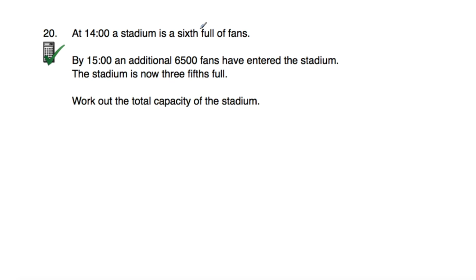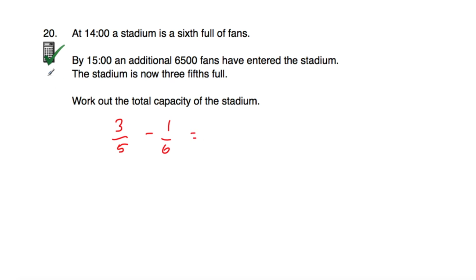Okay, so in terms of this question, well, we know that it's a sixth full of fans at 2 o'clock, and by 3 o'clock it's 3/5 full. So if we take the 1/6 away from 3/5, we can work out what fraction of the stadium has been filled between 2 o'clock and 3 o'clock. So we're going to do 3/5 subtract 1/6. And then whenever we do that, that'll tell us what fraction of the stadium has been filled between 2 o'clock and 3 o'clock. And we know that will be 6,500 fans.